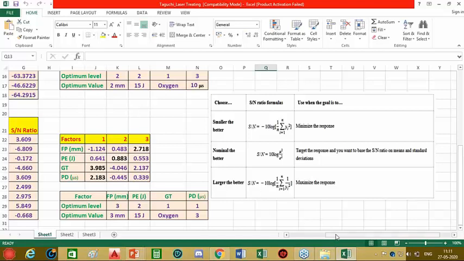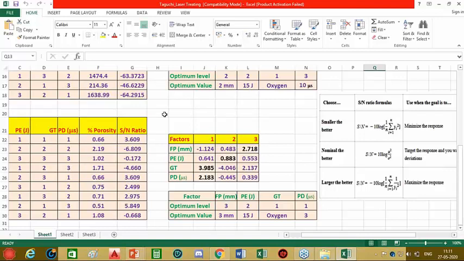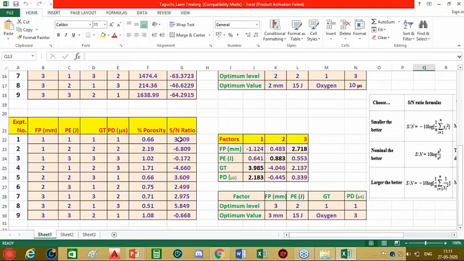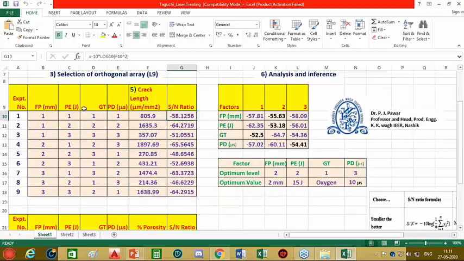Since in this particular case we want to minimize the crack length, we will use the SN ratio formula as minus 10 log to the base 10. Since we consider only one replication, it will be minus 10 log to the base 10 of the square of the response. So we conduct the 9 experiments as per the L9 orthogonal array, and for these 9 experiments, we calculate the SN ratio as minus 10 log to the base 10 of the square of the response.